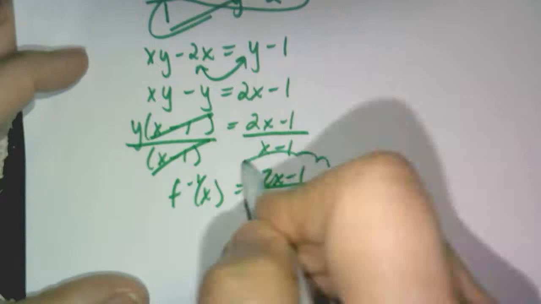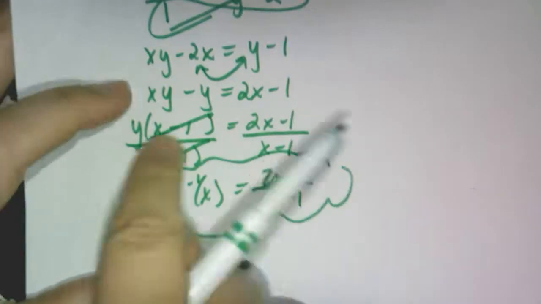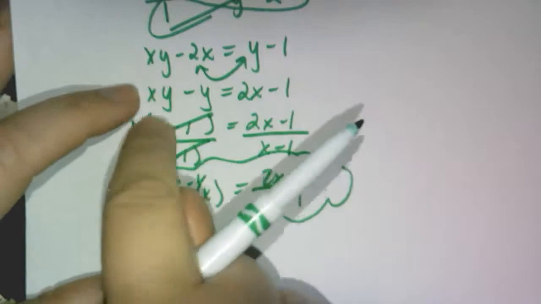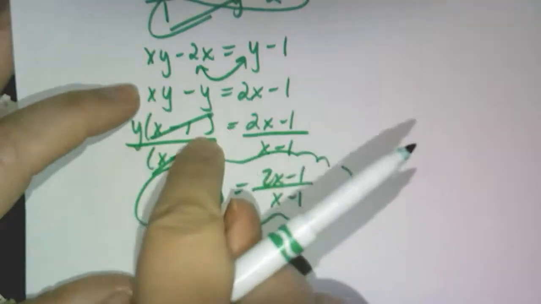Where'd you get x minus 1 from? Factor out a y. Oh, it's not x. Yeah, no, it's x. Factor out a y from here would be x. Y from y is 1. Okay.